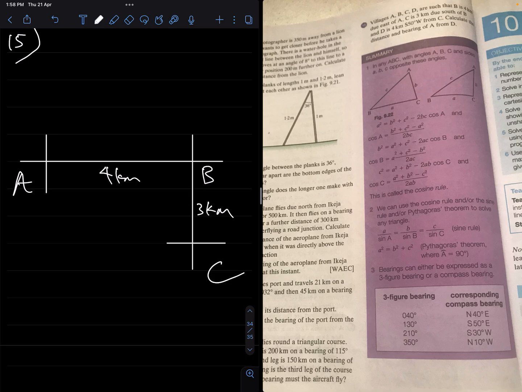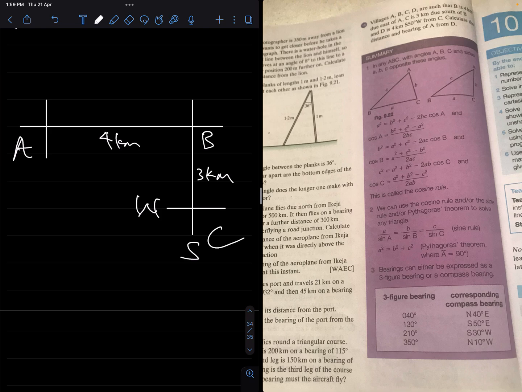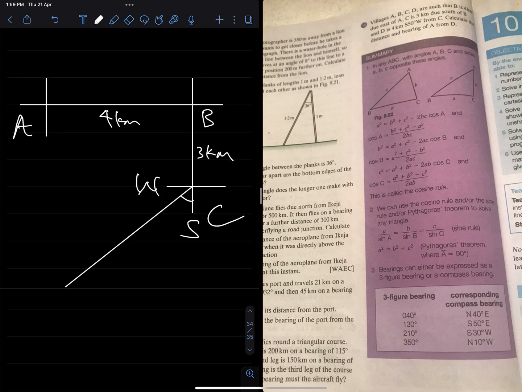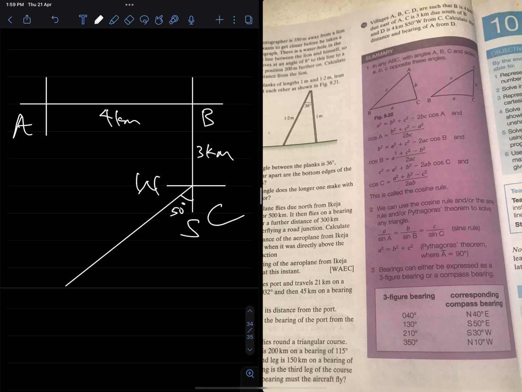and D is 4 kilometers south, 50 degrees west from C. They said southwest, so it should be southwest. You take the bearing this way and not from the north. So D is 4 kilometers south, 50 degrees west from C. So 50 degrees west is going to be somewhere around there, and it is 4 kilometers, just as long as AB.